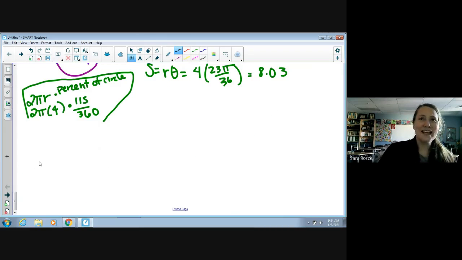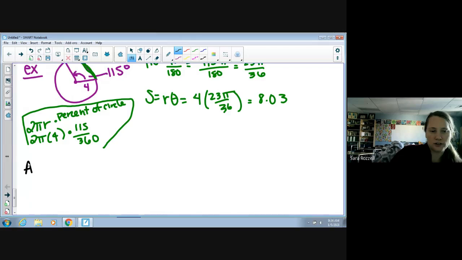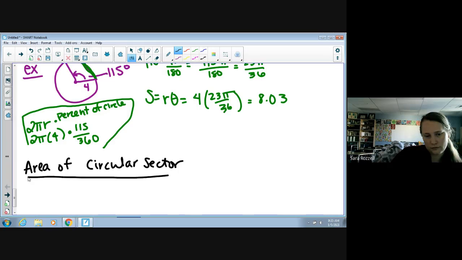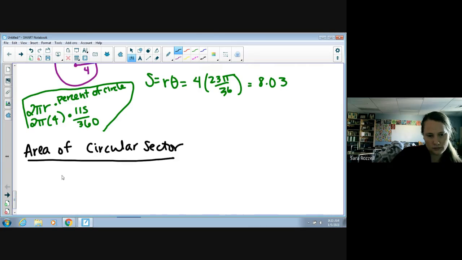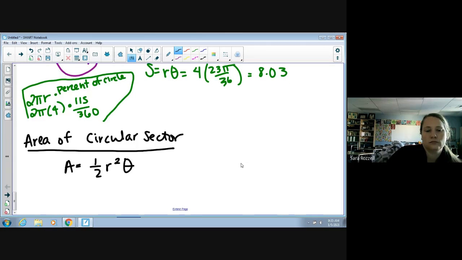Okay. And last thing, this is similar to the same thing. You're using part of that as well. But this is the area of a circular sector. It's not just the arc length. It's all the shaded in area in one of those sections. And our formula is 1/2 r squared theta.